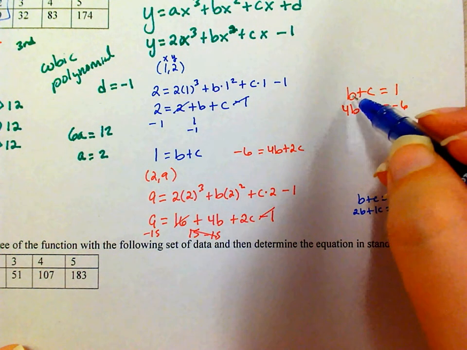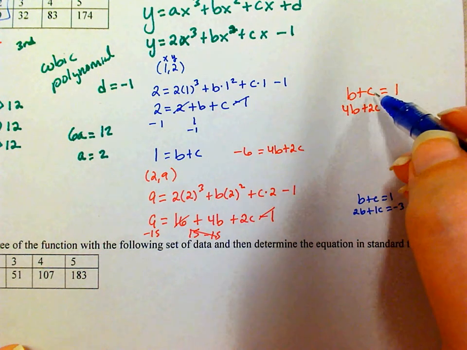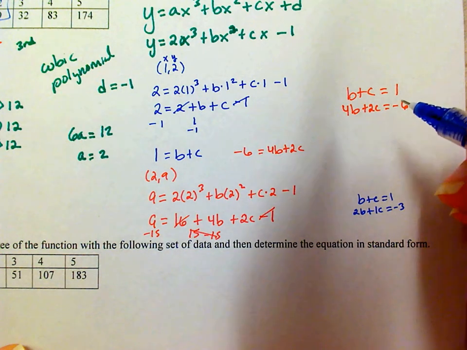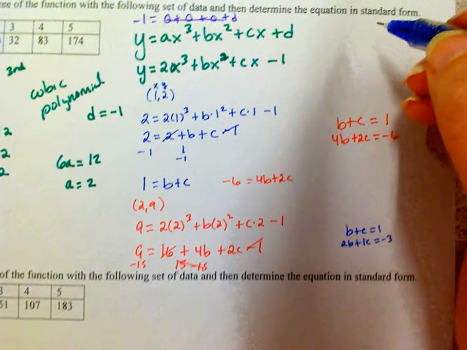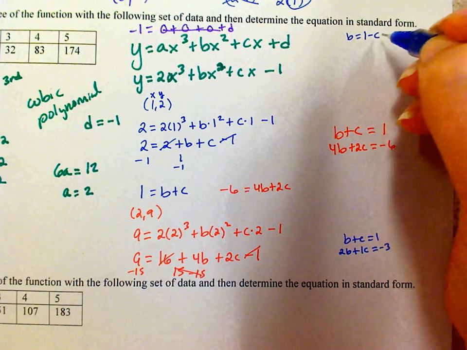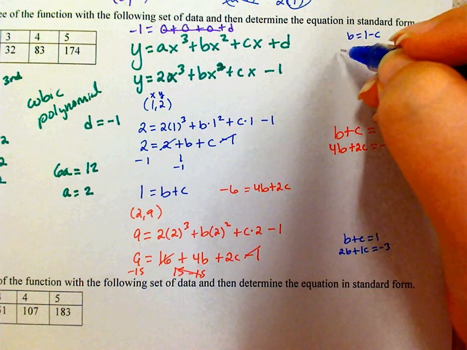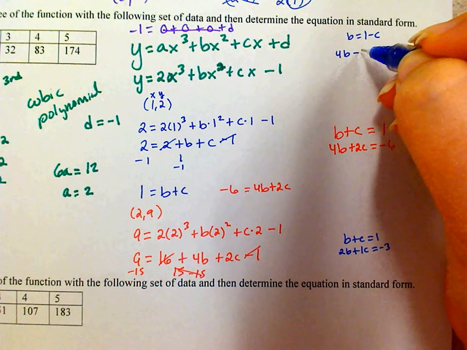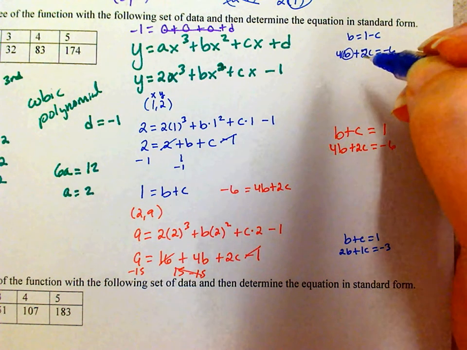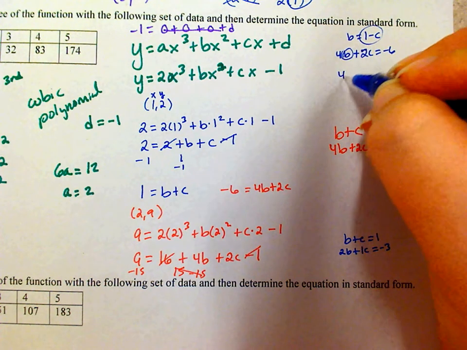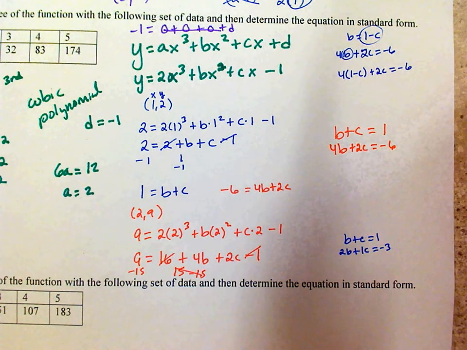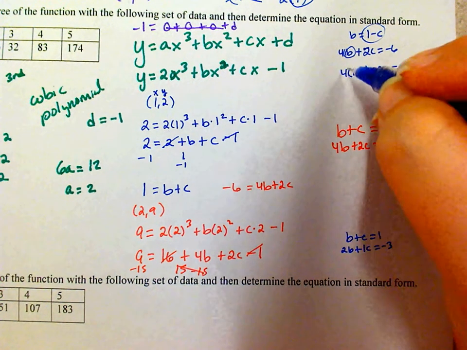The other option is you could solve for b and say b equals 1 minus c. If you wanted to, you could solve for b by subtracting c over and say b equals 1 minus c. And then use in your second equation 4b plus 2c equals negative 6. In place of b, you could substitute in 1 minus c. So 4 times 1 minus c plus 2c equals negative 6. Okay? That's substitution. You would distribute your 4, simplify, solve for c. Okay? So substitution is always an option.